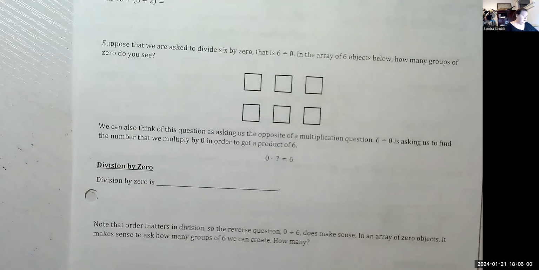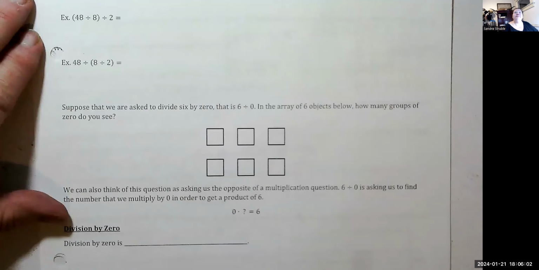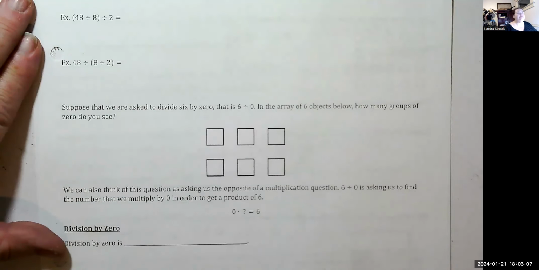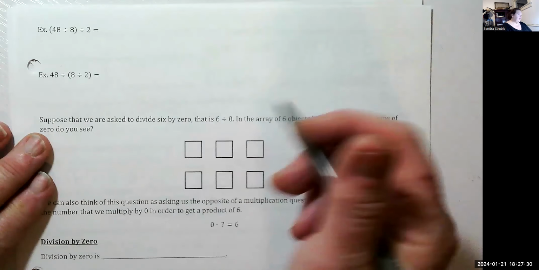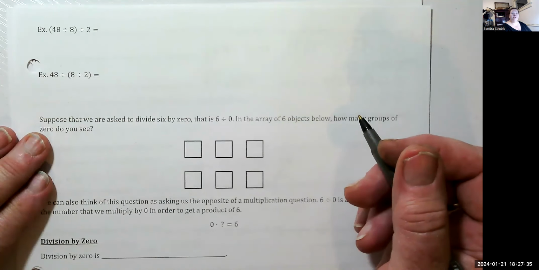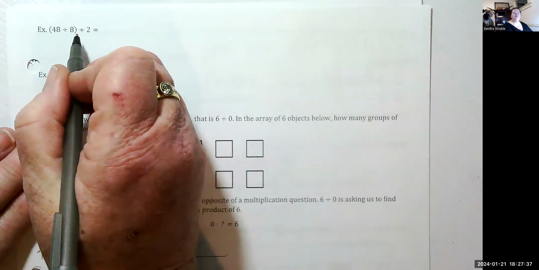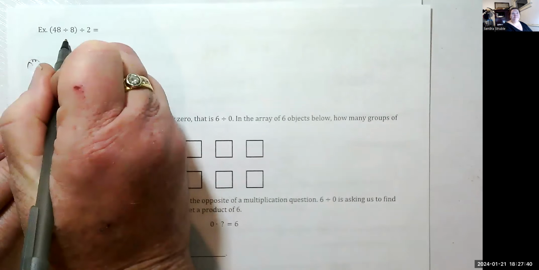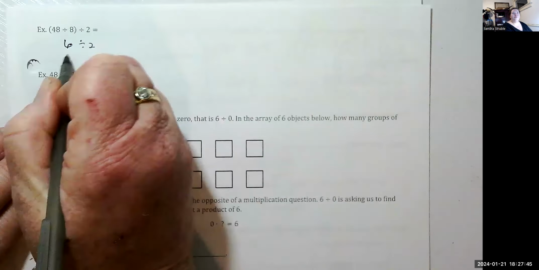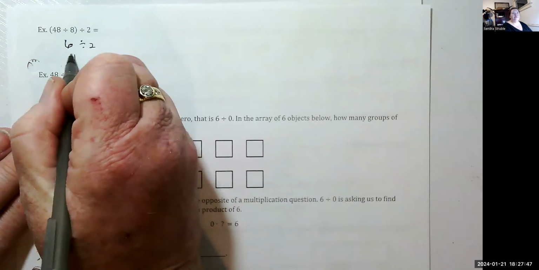All right. So example: 48 divided by 8, in parentheses, divided by 2. So we're going to do the 48 divided by 8. 48 divided by 8 is 6. And then 6 divided by 2 is 3.